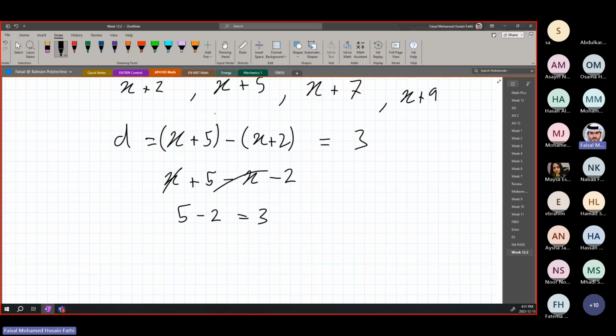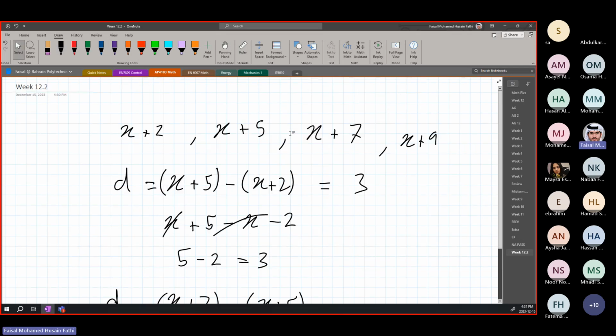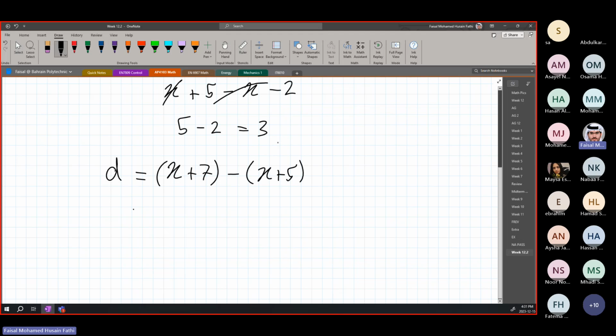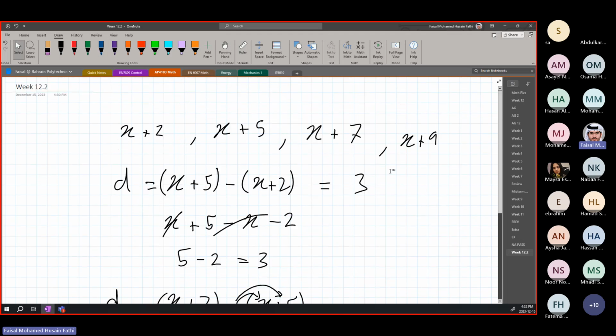Let's double check if this is correct. x plus 7 minus x plus 5. Okay, x plus 7, the third term, minus x plus 5. This is equal to, again, x plus 7 minus x minus 5. Just distributing the minus, that's all I'm doing. The x's cancel. 7 minus 5. This is equal to 2. This is not an arithmetic sequence, so this is wrong.